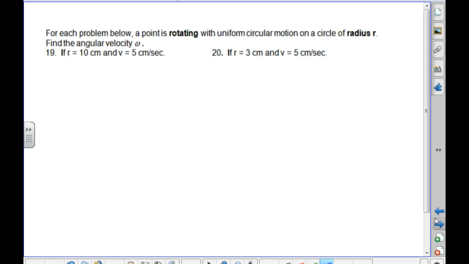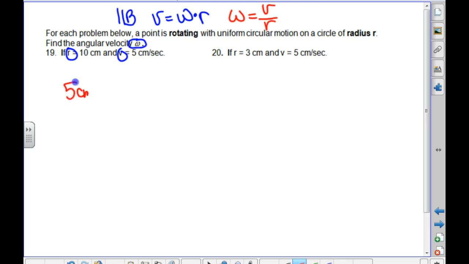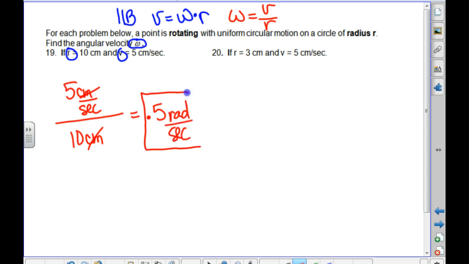Okay. That brings us to this section. We're looking at this little letter and this little letter and this little letter. Do we have a formula that relates those on 11b? It says this is equal to this times this. But what are we trying to find on this section? The angular velocity. So what do we need to do? Divide by the radius. So if we say 5 centimeters per second is being divided by 10 centimeters, well, 5 divided by 10 is 1/2, or 0.5. And what label is left? Something per second, right? Radians per second. Okay, so you should be able to do 20 now.